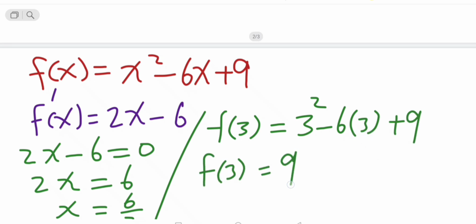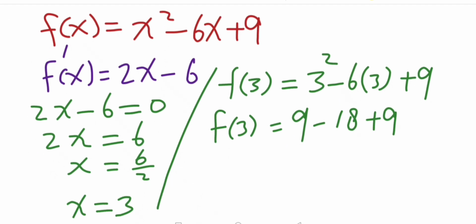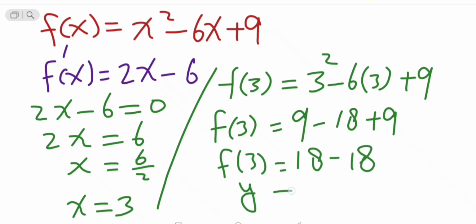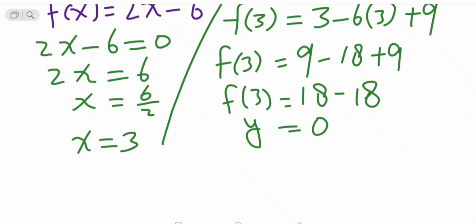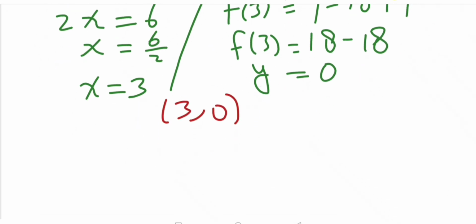3 squared equals 9, 6 multiplied by 3 equals 18, plus 9. So 9 plus 9 is 18, minus 18, which is y equals 0. So the stationary point is (3, 0). Now we will test whether the point is a maximum point or a minimum point.